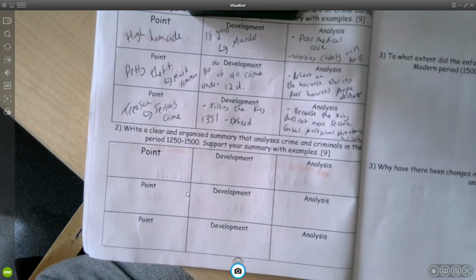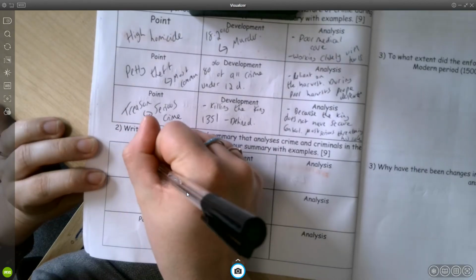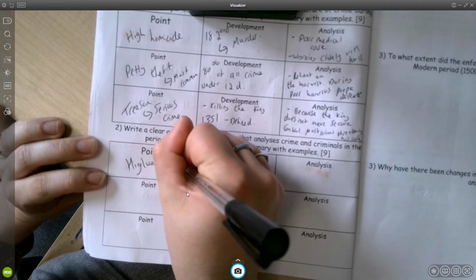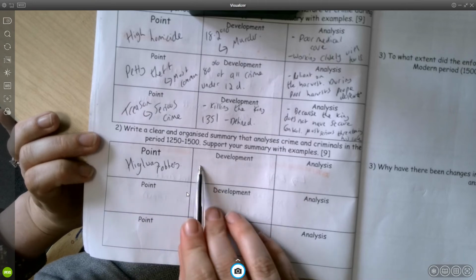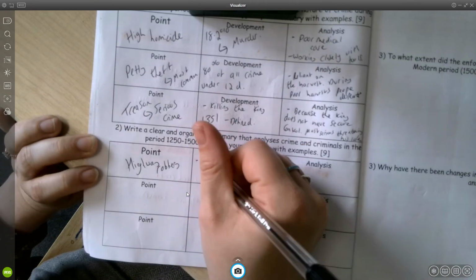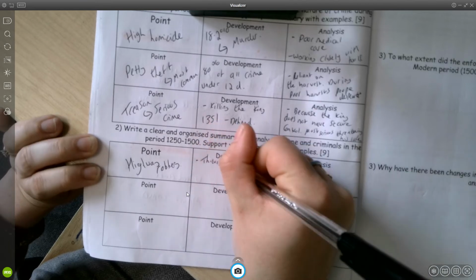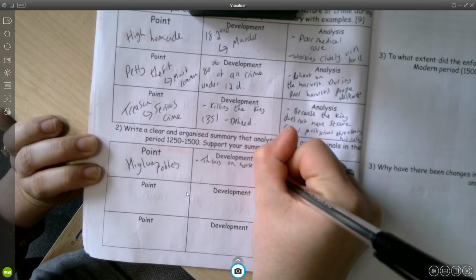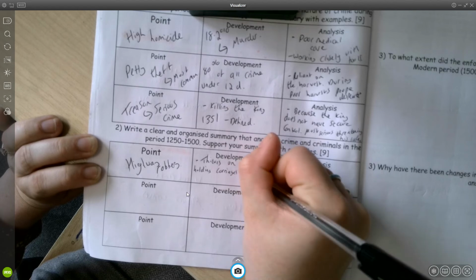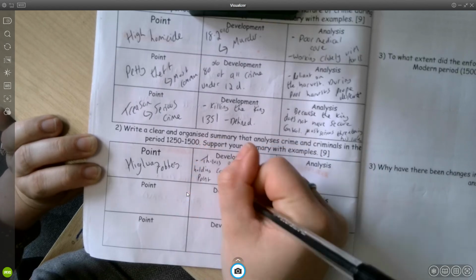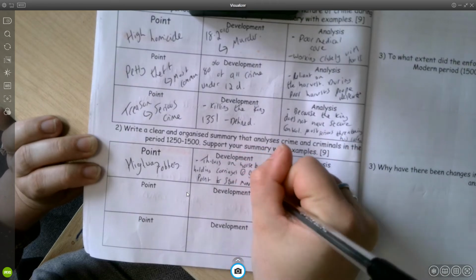So you need your 3-point development analysis. Let's go with highway robbery. So one new crime that emerges during the early modern period is highway robbery. Let's describe highway robbery. So it's thieves on horseback holding carriages at gunpoint to steal money and jewellery.